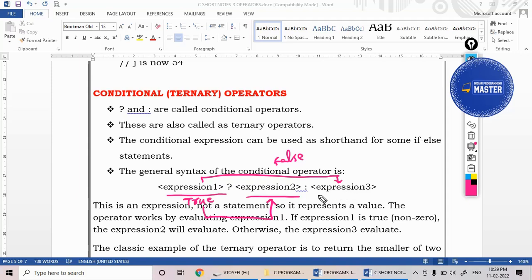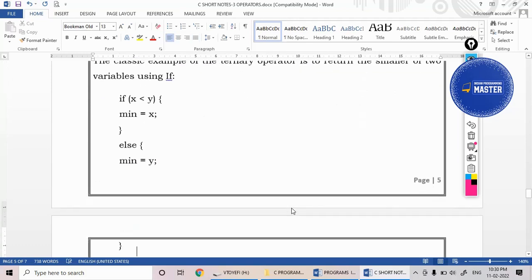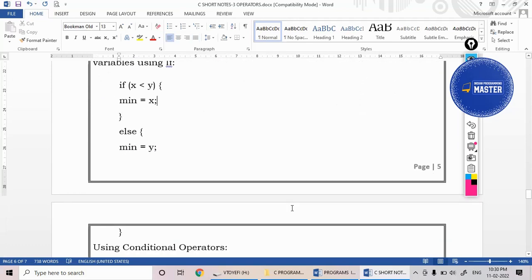This is like an alternative to the if else statement. We have the C conditional statement if else. The alternative to the if else statement is nothing but these conditional operators, question mark and colon. Let's see one example. For example, from the given two numbers, I would like to identify the minimum number. To identify that minimum number, I write using the if else.